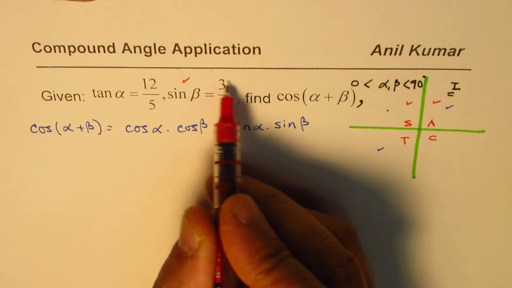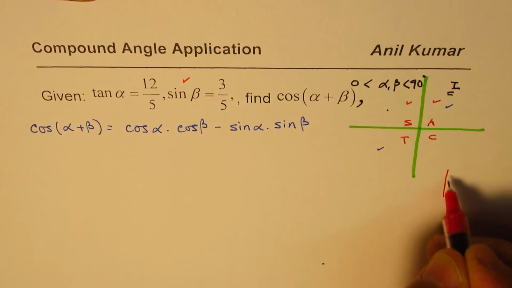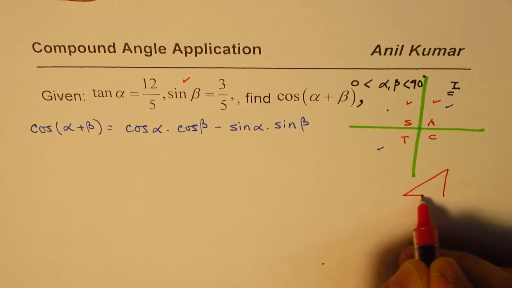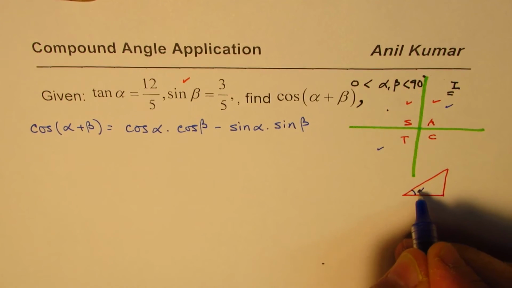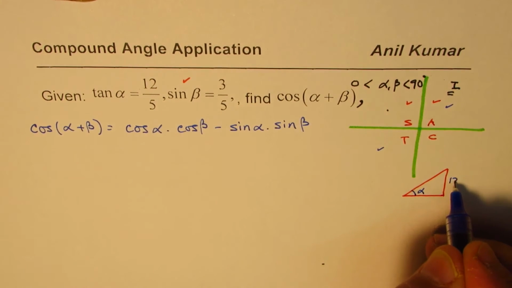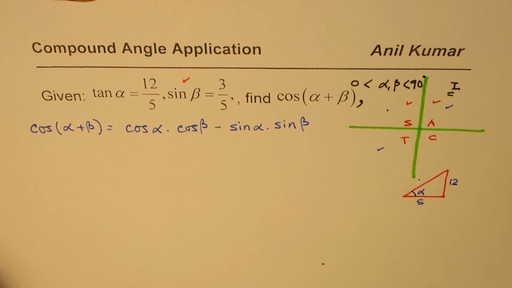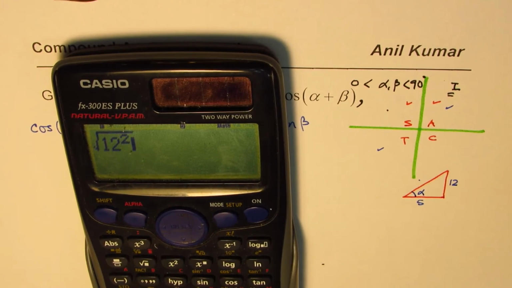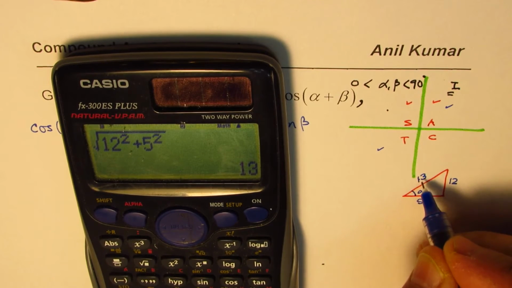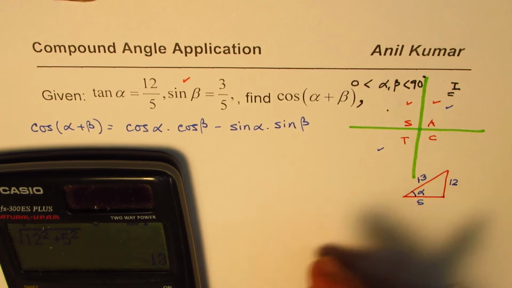So let me construct two right triangles to represent these angles. So first let's do with alpha. So let's say that is alpha where tan value is 12 over 5. This is not to the scale, 12 over 5. This is the tan value. So what is the hypotenuse? Hypotenuse is square root of 12 square plus 5 square, correct? Which is 13. So for the first triangle, the sides are 5, 12 and 13.